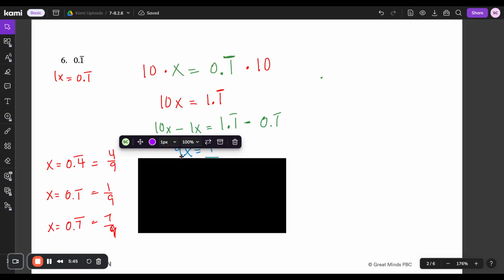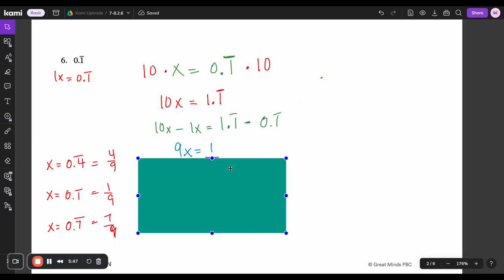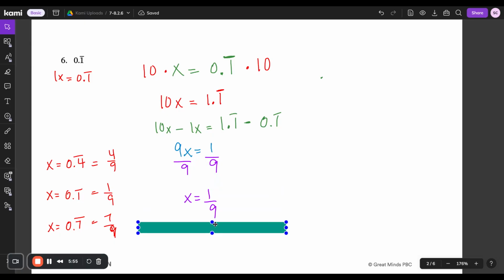Now we have 9x is equal to 1. We want to figure out what x is by itself, so we are going to divide by 9 on both sides. And when we divide by 9 on both sides, we get x is equal to 1/9.